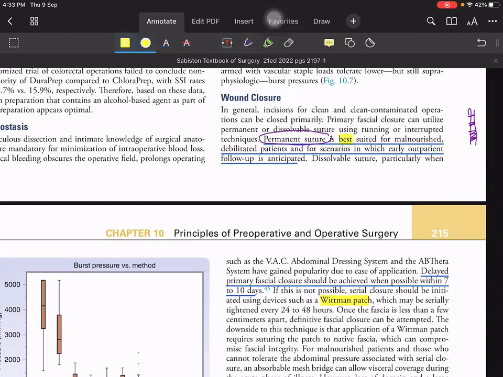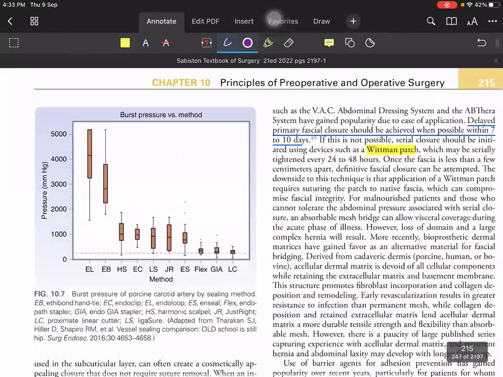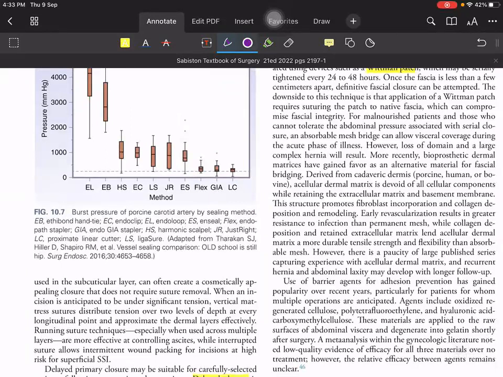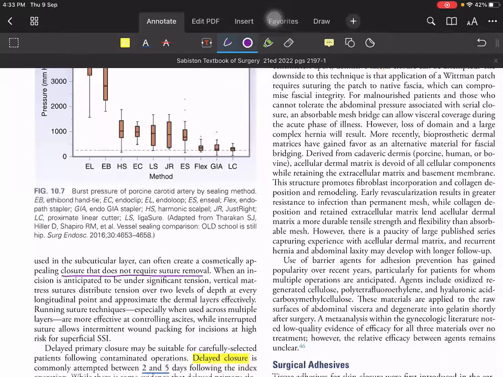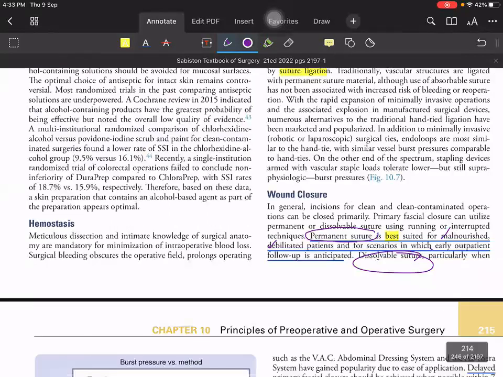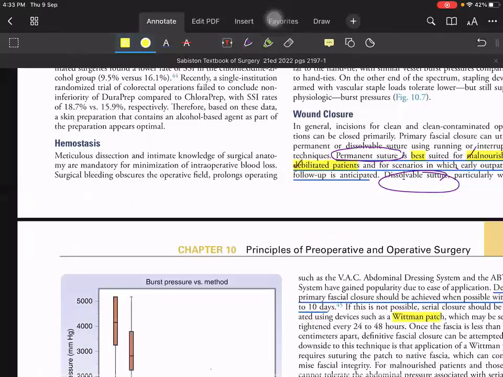Best for malnourished patients, debilitated patients, and for scenarios in which yearly follow-up is anticipated. For malnourished and debilitated patients, they are telling to use permanent sutures, and dissolvable sutures like Vicryl are used in the subcuticular layer, and they often create a cosmetically appealing closure that does not require suture removal. Thus, they are telling permanent suture is best. Remember this term: permanent suture is best suited for malnourished and debilitated patients.